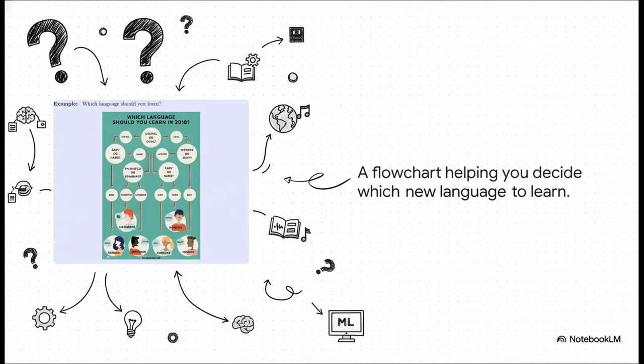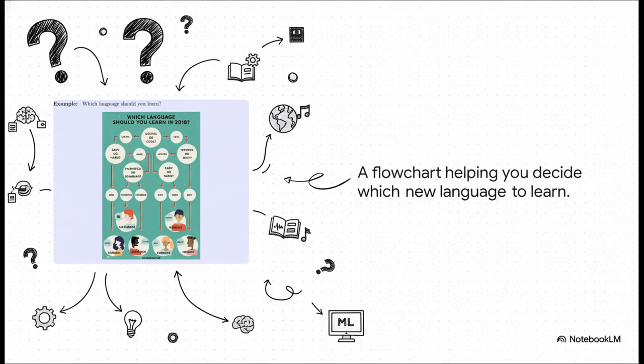Okay, so check this out. It's a flowchart for picking a new language to learn. You start at the top with a pretty simple question, right? Do I want something useful or something cool? And depending on your answer, you go down a totally different path to the next question, maybe something like easy or hard. And you just keep going until, bam, you land on a final recommendation. That right there, that's a decision tree.